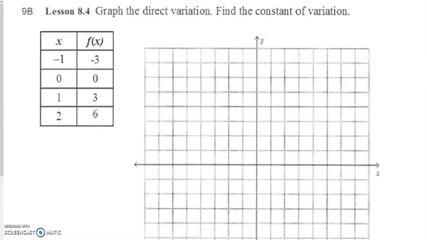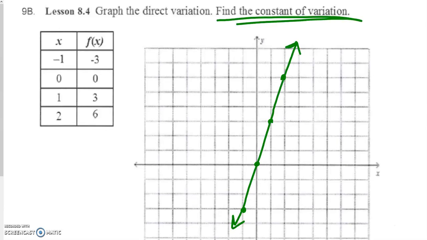Okay, here they want us to graph a few points. So let's graph -1, -3. They want us to graph 0, 0. They want us to graph 1, 3. They want us to graph 2, 6. Okay, I see a pattern here. That's good. Let's see. They also want us to find the constant of variation, find the slope. Remember the shortcut way we said? Take a y value, put it on the top of your fraction, the x value on the bottom. I'm going to use this one, 3/1. Hey, the slope is 3, or 3/1.